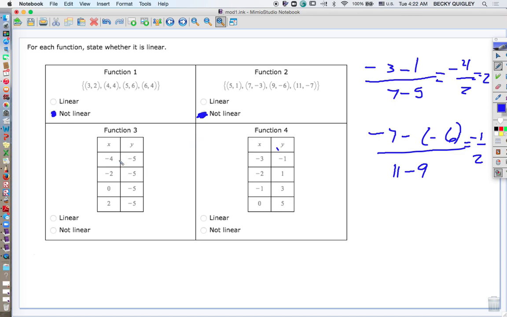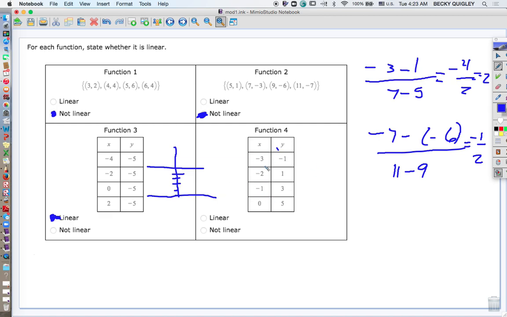Here we go. Let's just check the slope here. So again, y2 minus y1. Oh, actually, what do we have going on here? We have negative 5, negative 5, negative 5, negative 5. So our y value, if we were to graph this, everywhere along that line, our y value is negative 5, no matter where x is. So that is linear. It is a horizontal line.